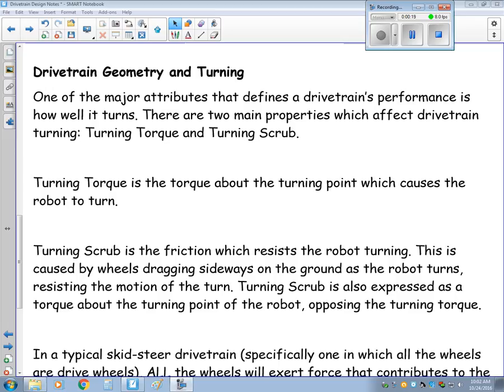So turning torque, remember that torque is a force that is perpendicular to a lever arm distance. So the turning torque, we can think about it as how much force the wheels are putting on the ground, and then R would be the distance between that force and the pivot point of your robot. That gives us the turning torque, and I'll show you some diagrams of that here. So the turning torque is the torque about the turning point, causes the robot to turn.